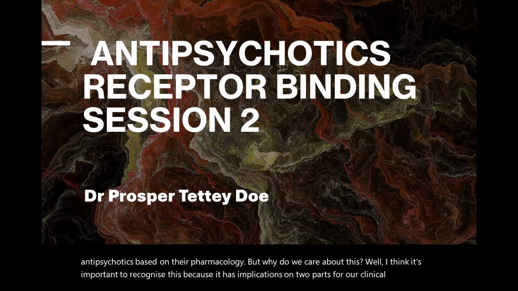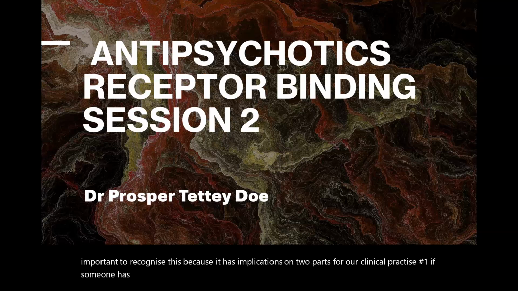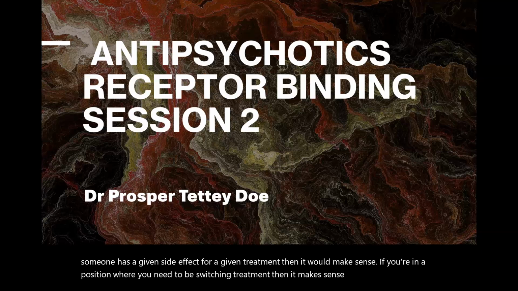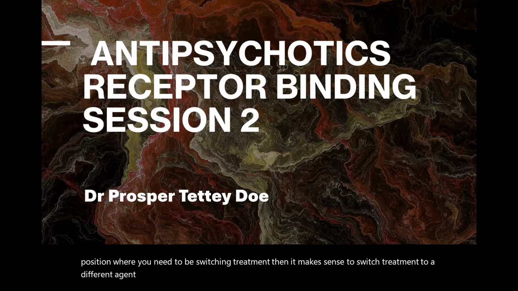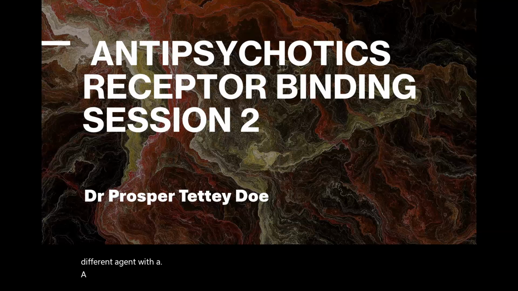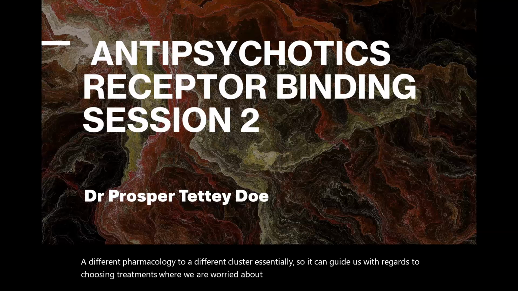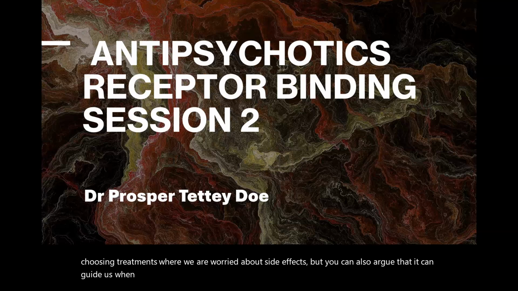Number one, if someone has a given side effect for a given treatment, and you're in a position where you need to be switching treatment, then it makes sense to switch to a different agent with a different pharmacology, so a different cluster essentially. So it can guide us with regards to choosing treatments where we're worried about side effects. But you can also argue that it can guide us when it comes to how effective our treatments are.